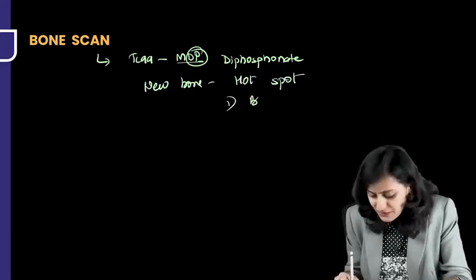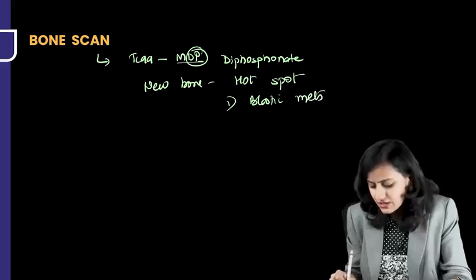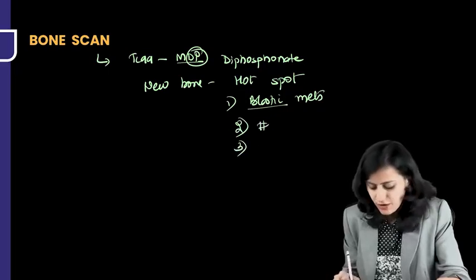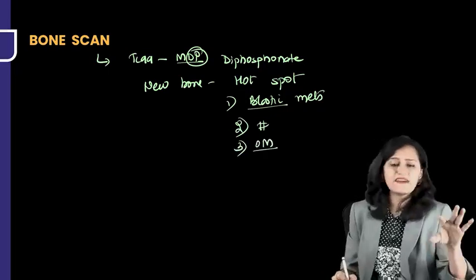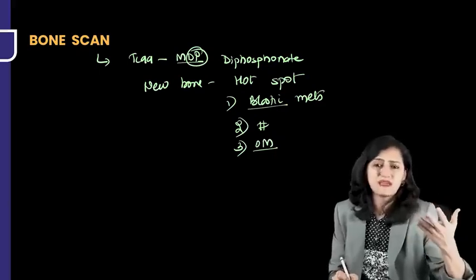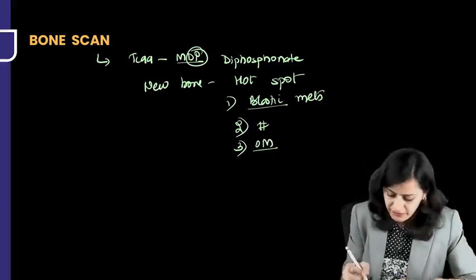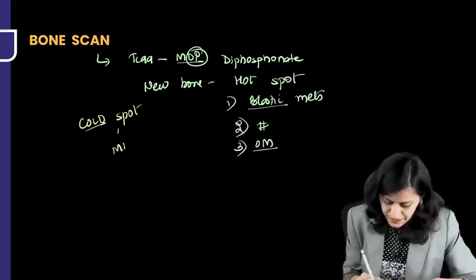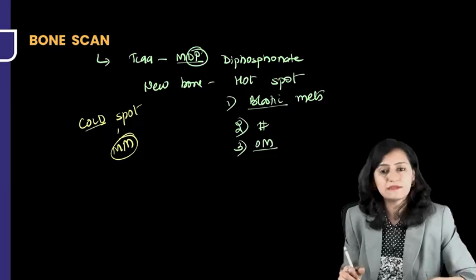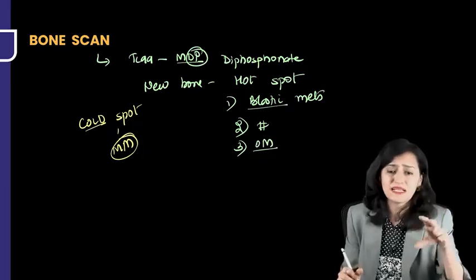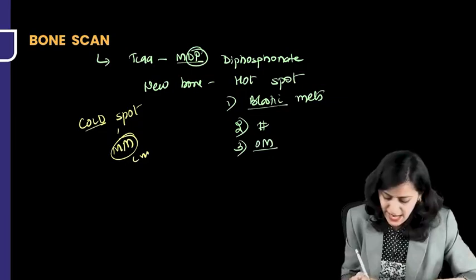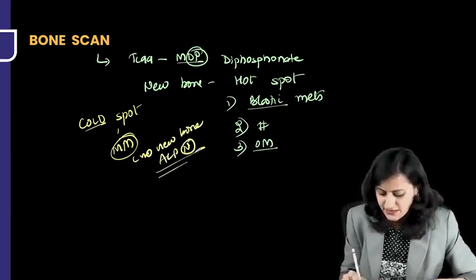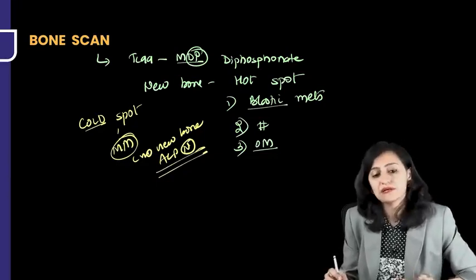So it can be seen with blastic metastasis, not the lytic metastasis. Then we have fracture, where there is callus formation, osteomyelitis. Anywhere where there is new bone formation, even in Paget's, we will get a hot spot. Very important, remember that what gives a cold spot in the bone scan is multiple myeloma. Multiple myeloma is lytic lesions, plasma cells, there is no new bone formation, and it gives a cold spot. That's why the alkaline phosphatase levels are also normal in multiple myeloma.